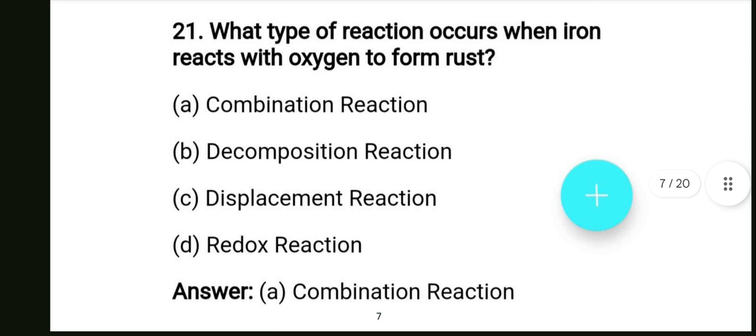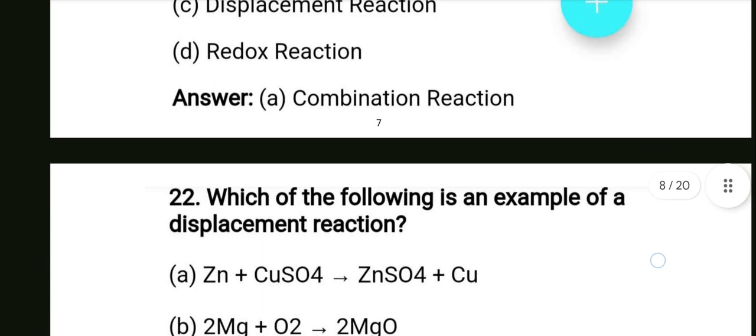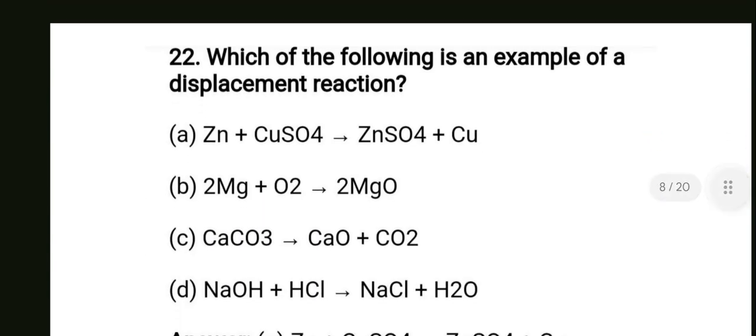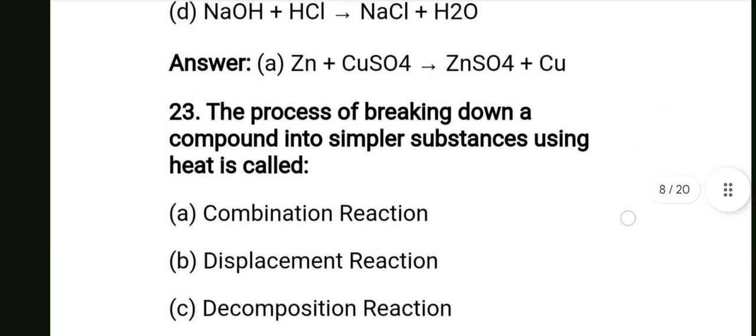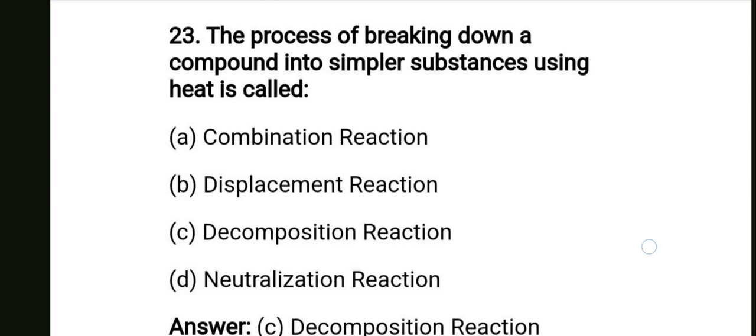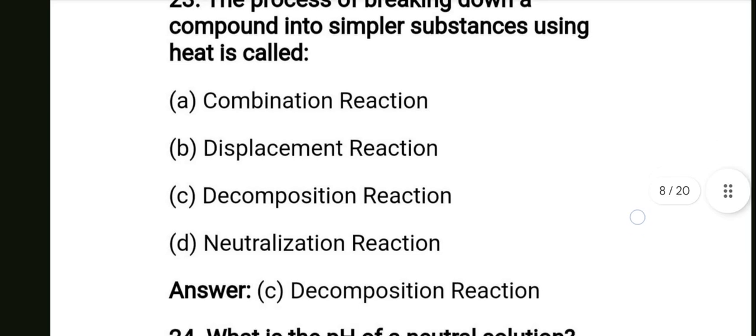Next question 21: which type of reaction occurs when iron reacts with oxygen to form rust? Option A, combination reaction. Which of the following is an example of a displacement reaction? Option A, zinc when reacting with copper sulfate forms zinc sulfate and copper. The process of breaking down a compound into simpler substances using heat is called option C, decomposition reaction.